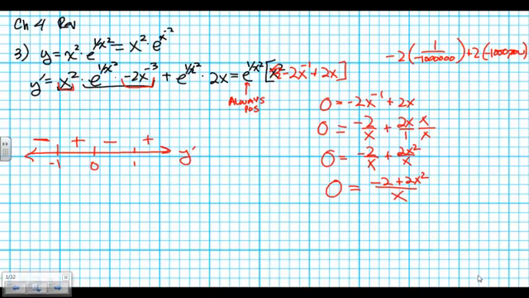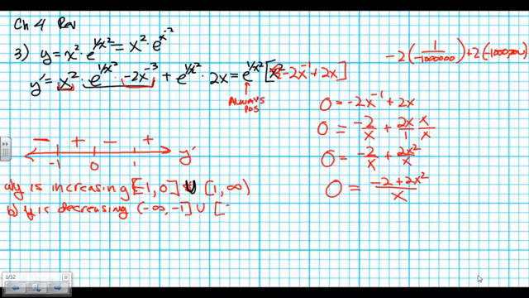Well, first of all, the first question is increasing. Y is increasing on negative 1 to 0 and 1 to infinity. That's part A. Part B. Typically we use a union symbol there, so I'll use that. Y is decreasing on the interval from negative infinity to negative 1, union 0 to 1.